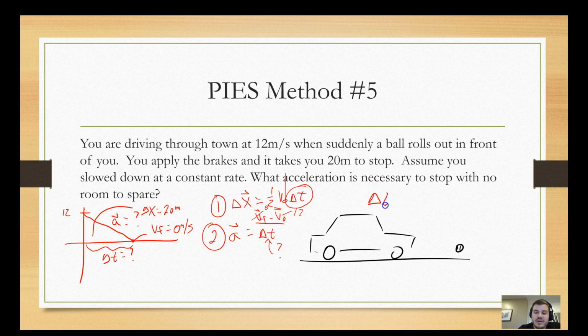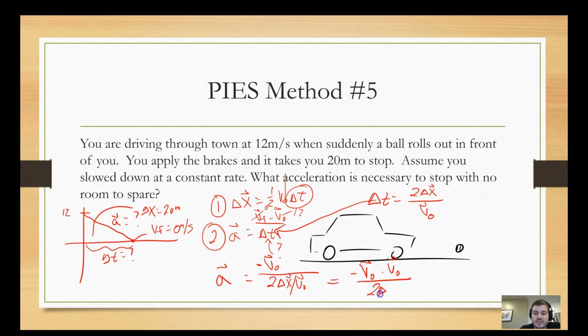So that's where we come to the first equation, and we solve for time. So the change in time is going to be equal to 2 times the displacement divided by that initial velocity. So what we're going to do now is substitute that into our equation. So the acceleration is equal to negative v initial divided by 2 delta x divided by v initial. So rewriting that into something that looks a little bit prettier, it is negative v initial times v initial over 2 delta x, or negative v initial squared over 2 delta x.